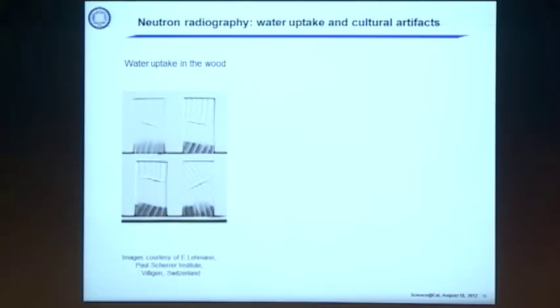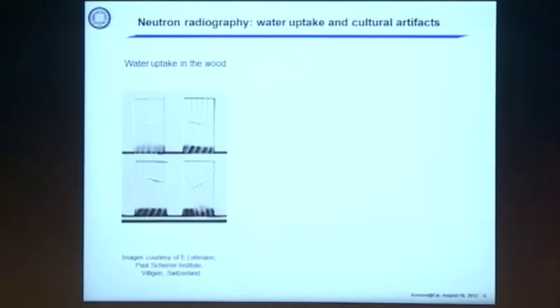So what I'm showing here is a set of images taken at the neutron beamline, and you can see how water is absorbed by wood in a certain amount of time. And only neutrons can reveal that non-destructively. Of course, you can cut the wood and see where the water is, but then you destroy your sample. In that case, we can do it non-destructively, and in real time, more or less.